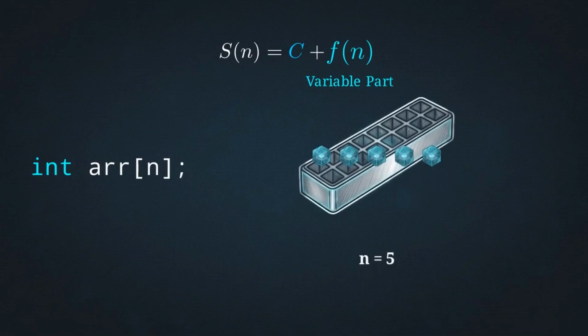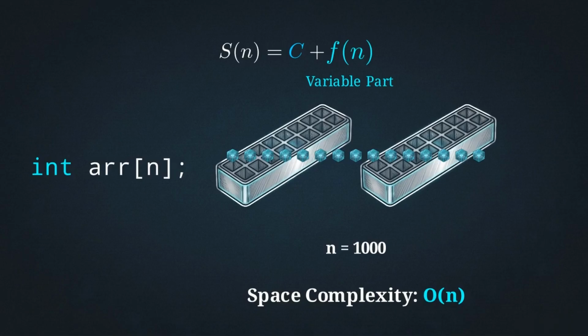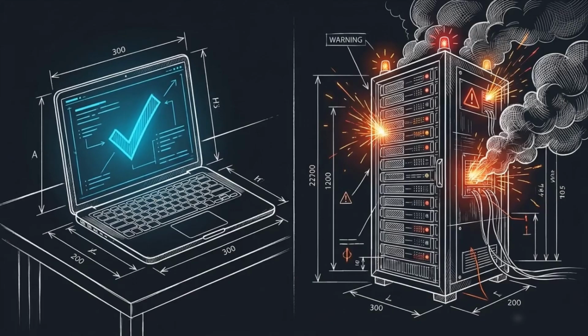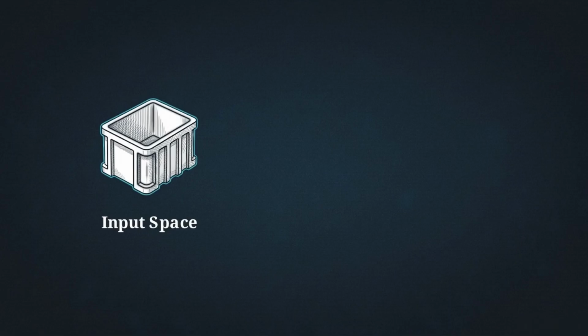The variable part, however, scales dynamically with your input, n. An array of size n demands only a handful of locations for small inputs, but thousands for massive ones. Understanding how this variable memory scales determines whether your code runs flawlessly on everyday hardware or crashes an entire system by exhausting available RAM.